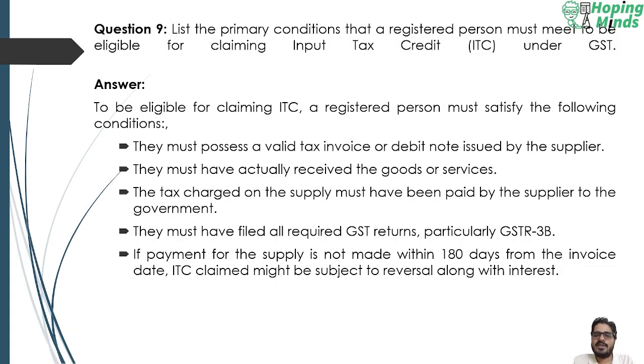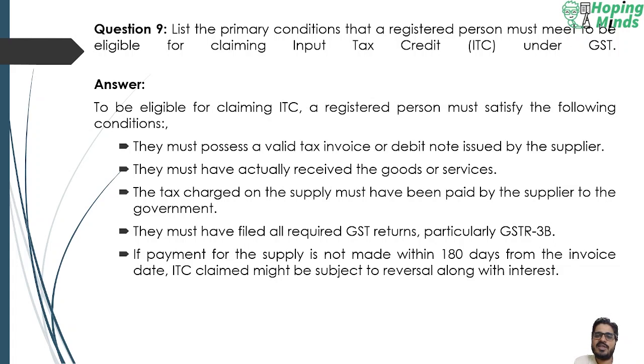To claim input tax credits, there are certain conditions that must be satisfied, or else the taxpayer is not allowed to avail the input tax credits. First, they must possess a valid tax invoice or a debit note issued by the supplier. So a tax invoice or a debit note are the primary documents on the basis of which input tax credits can be availed. If goods have been received but the recipient is not in possession of the invoice, he cannot claim input tax credit.